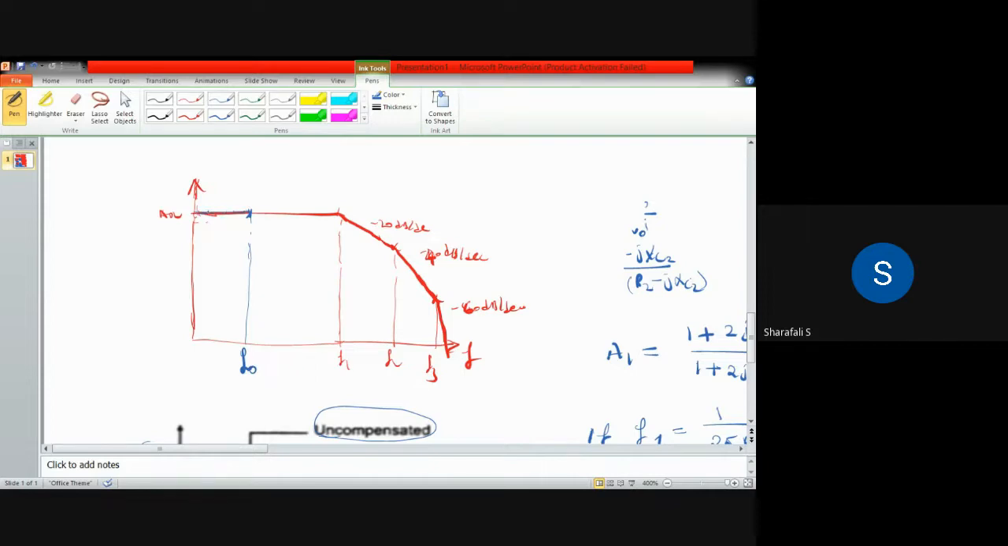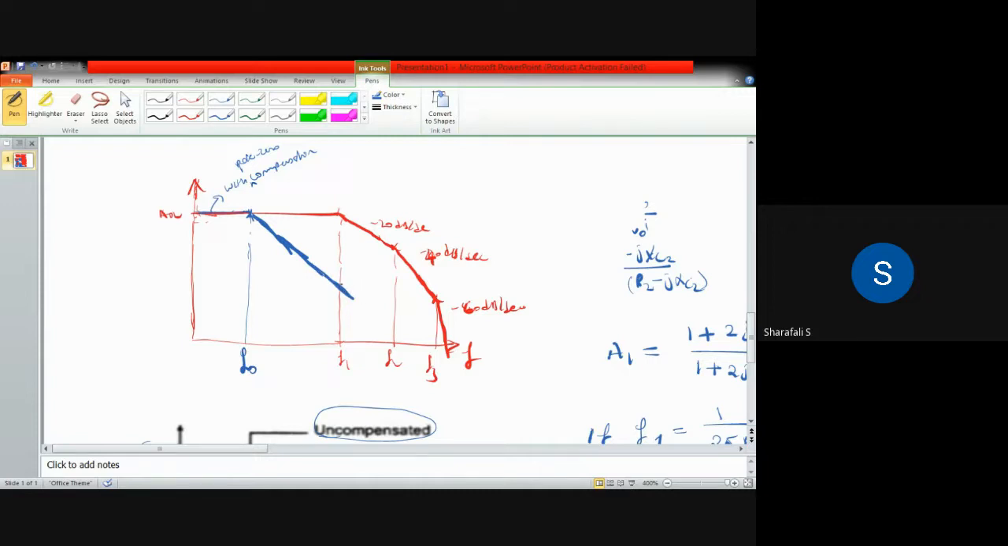This blue color is with the compensation, and with the pole 0. So from here, it will start decreasing by minus 20 dB per decade, and I am just drawing parallel to this line, as this minus 20 dB per decade. This is representing it.